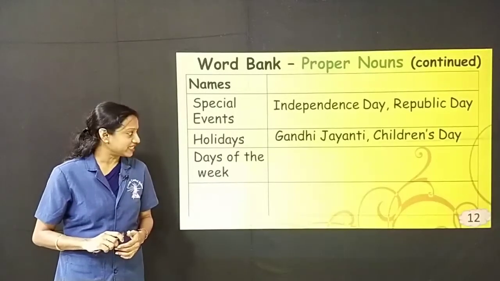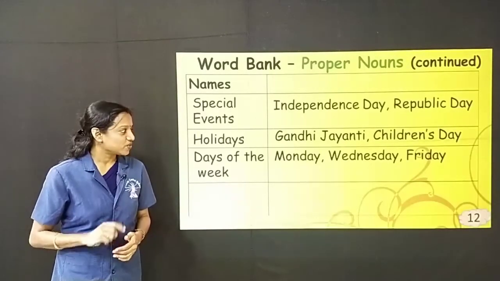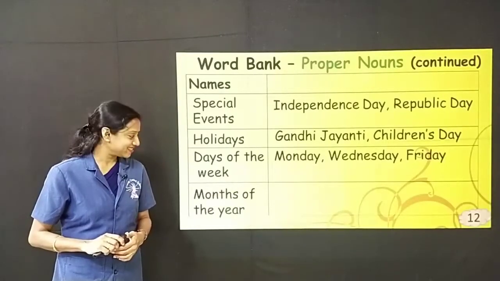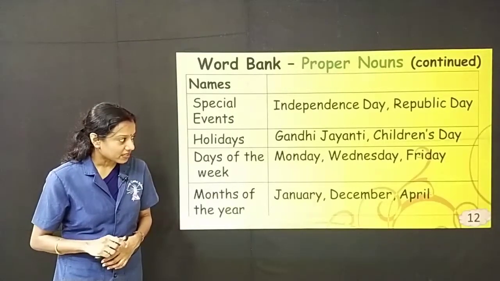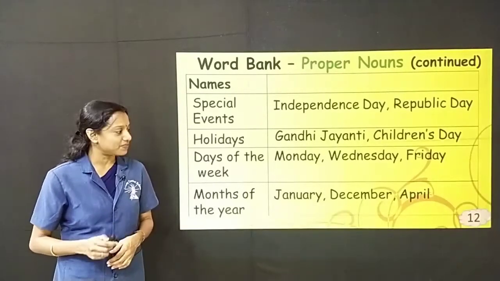Days of the week, Monday, Wednesday and Friday. So M, W and F they are capital. Months of the year, January, December and April. So J, D and A are in capital letters.